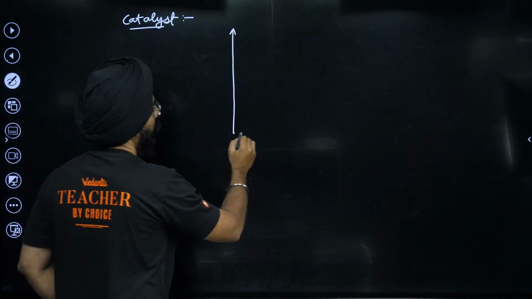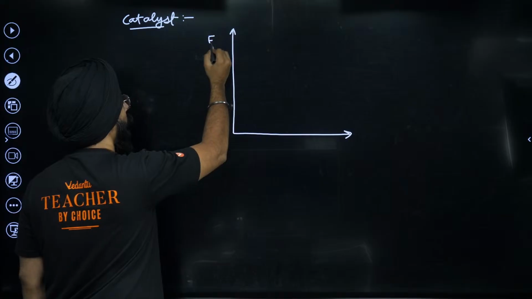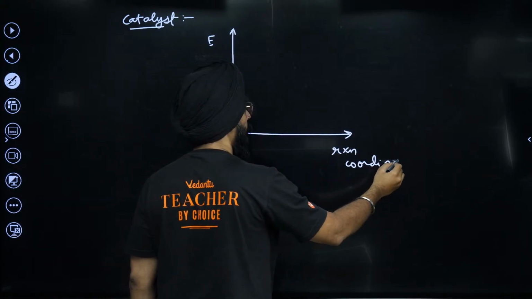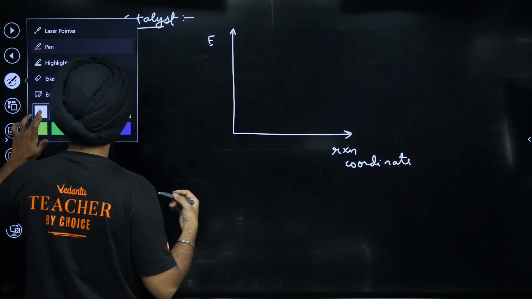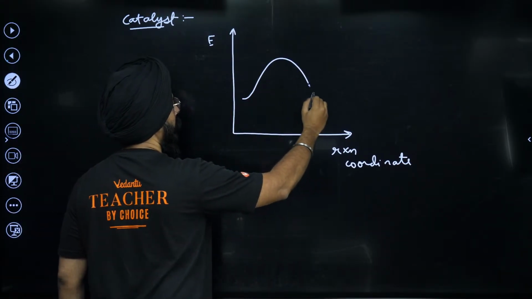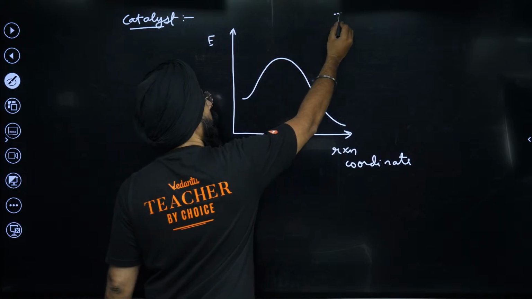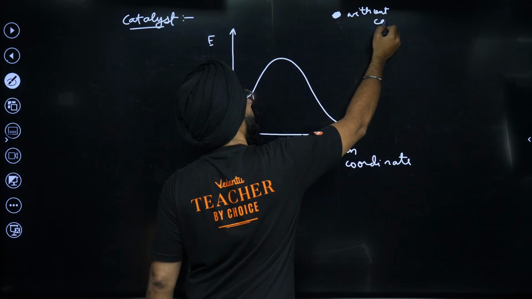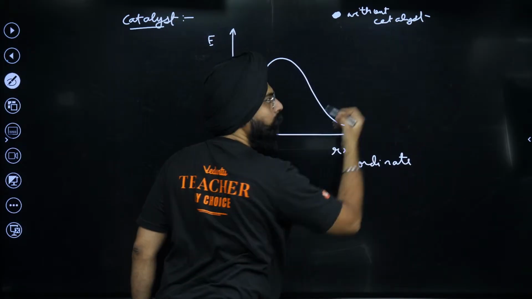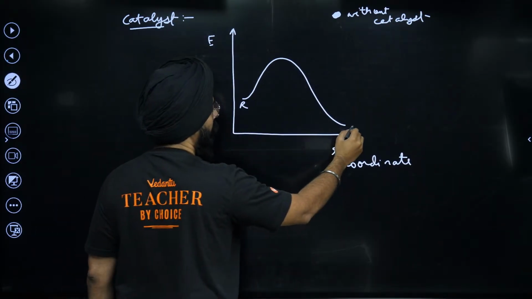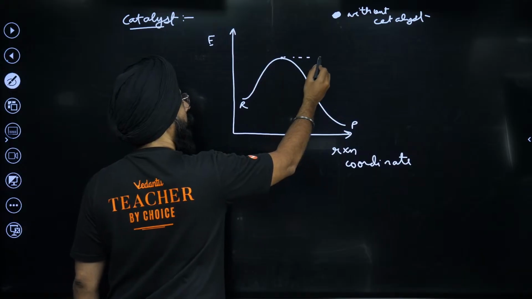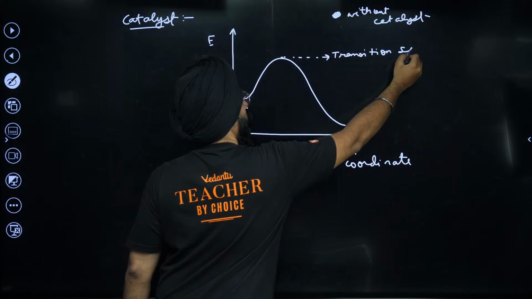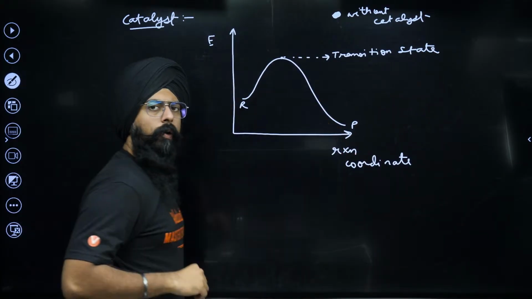So basically, if this is the graph of energy versus reaction coordinate, my dear friends, let's say this is the graph. This white graph is without catalyst. This is the energy of the reactant. This is the energy of the product. This is the energy of the transition state.